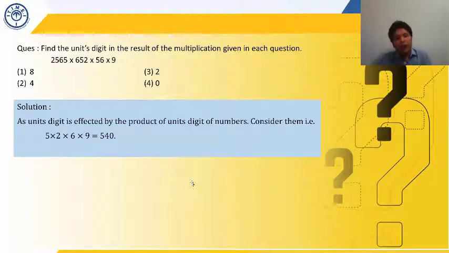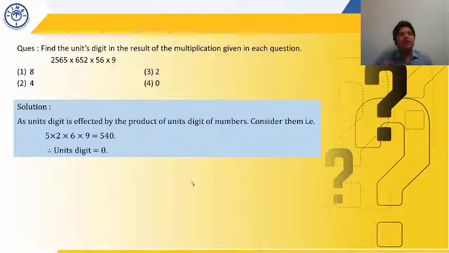So now we need to multiply only the unit digits to get the answer. So 6 into 9 is going to be 54, so the last digit is 4, and 5 into 2 is going to be 10, so the last digit is 0. So 0 into 4 is going to be 0. So the answer is coming out to be 0. I hope it is clear to everyone how to do this question, but we need not do it like this.